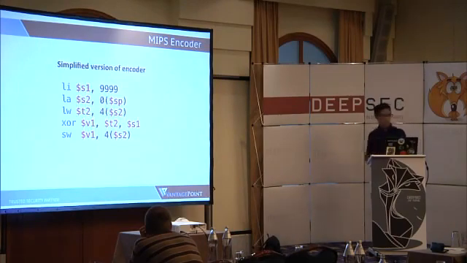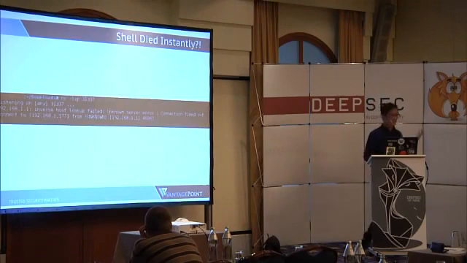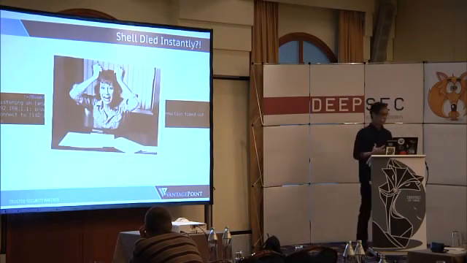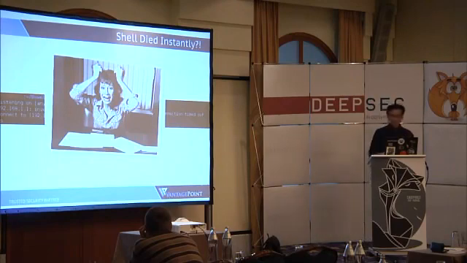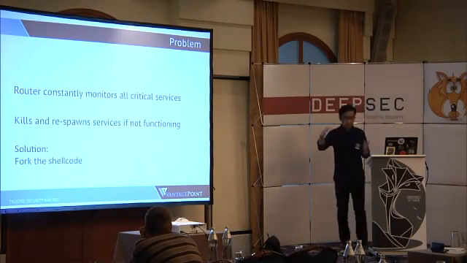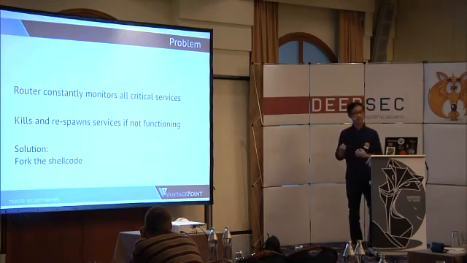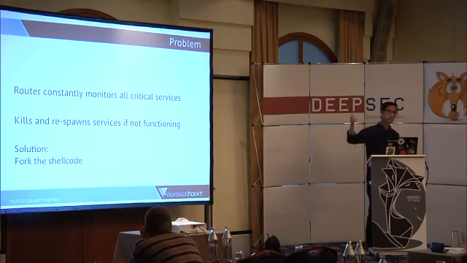Now I'm again excited, right? I got my own encoder, my ROP gadgets, my shellcode, and then I ran it, and it died instantly. I was like, oh my god, what's happening? I started looking through the router, figuring out why I get my shell popping back but it's not working. What I realized is that most routers have a service that monitors critical services like the HTTP service and telnet service, and when it finds one isn't working, it kills the service and respawns it.